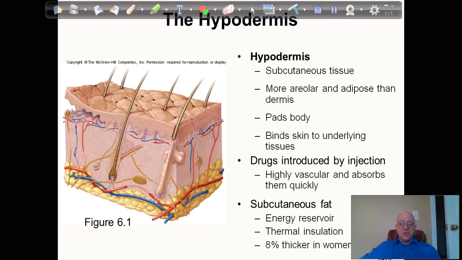That subcutaneous fat is an energy reservoir, and it's one of the reasons that we have fat, period, any place, is to be a place to store lipids, but also provides us some thermal insulation, and is 8% thicker in women, which is an interesting gender difference, but the reason for the increased levels of adipose tissue under female skin appears to have to do with the potential for reproduction.